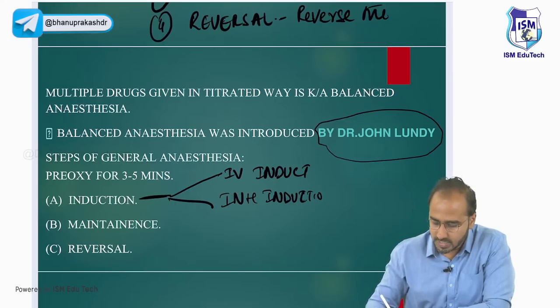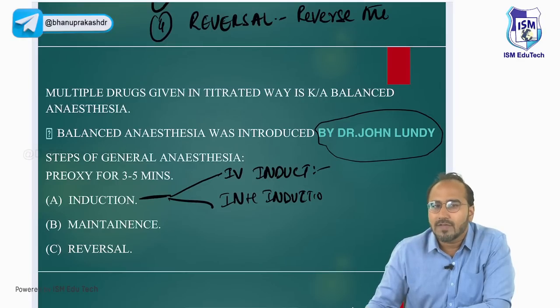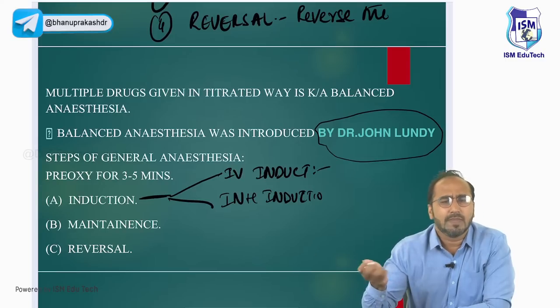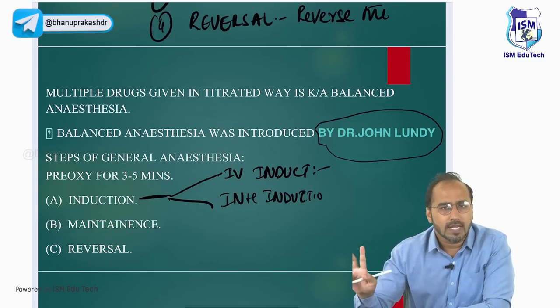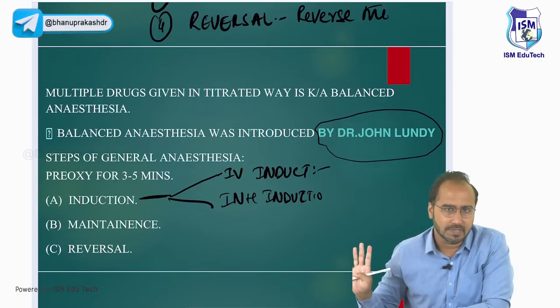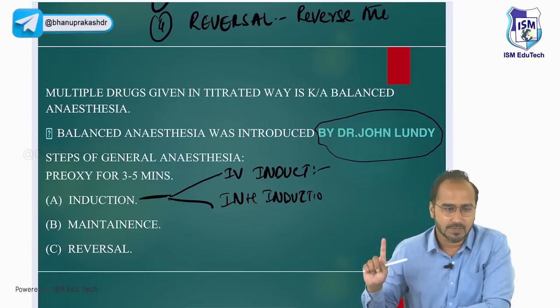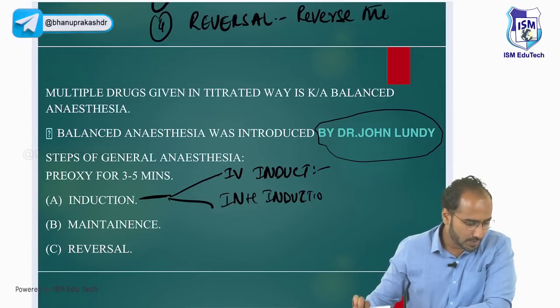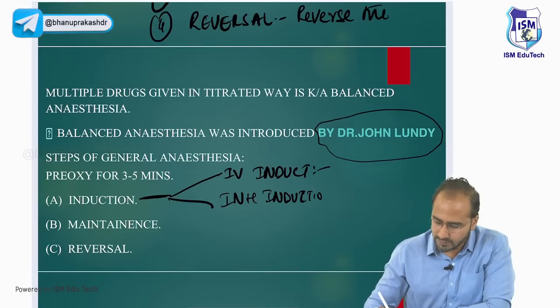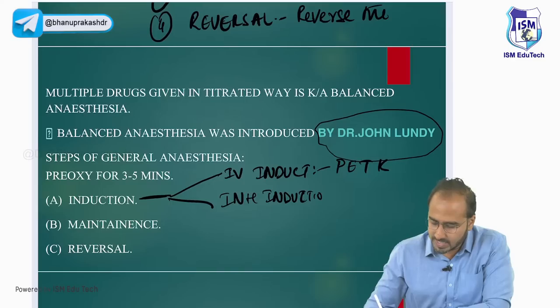Inhalational induction. In IV induction, what are the four IV induction agents available? Any one of the four: Propofol, Etomidate, Thiopentone, Ketamine. These are the four IV induction agents. Any one of the four. PET K: Propofol, Etomidate, Thiopentone and Ketamine.